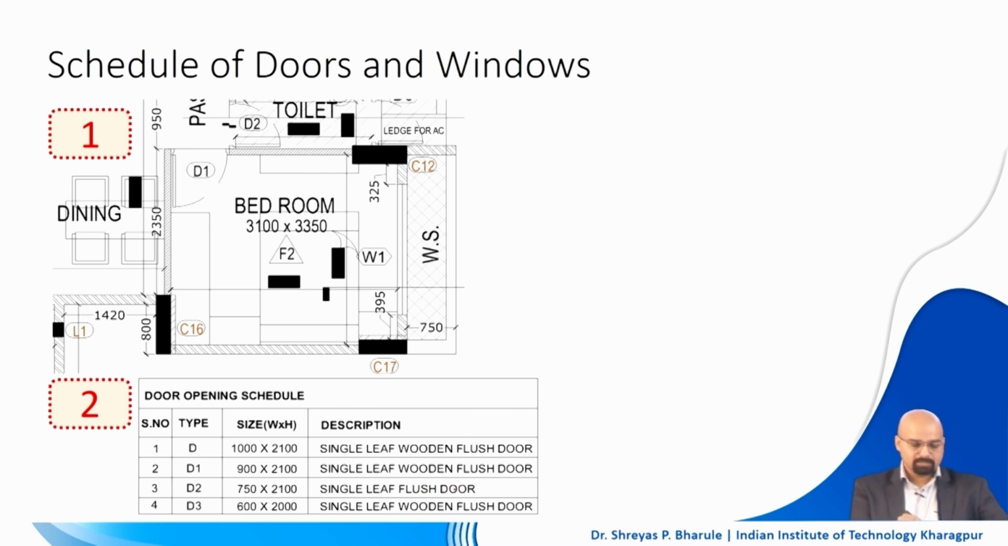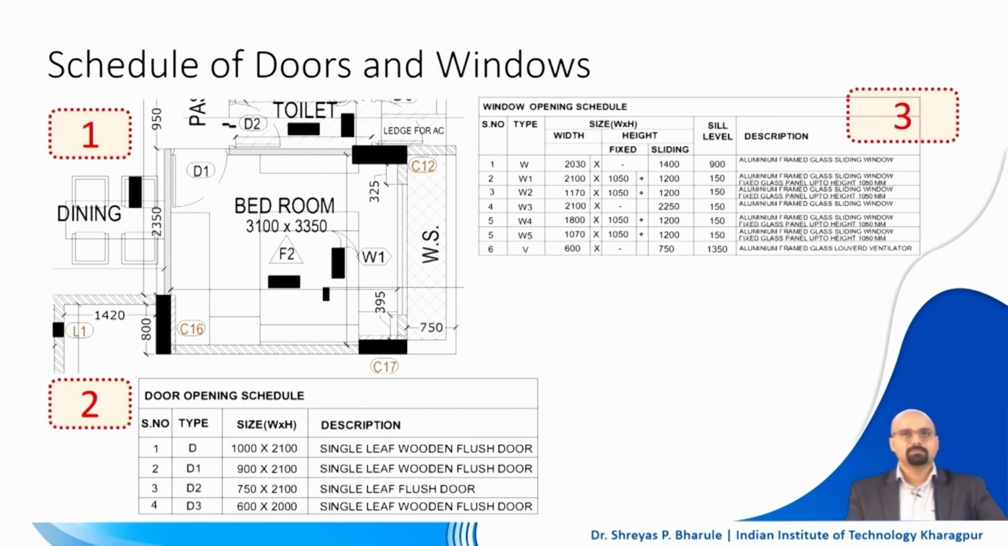Now, in this layout, in this blown up area, we see D1 and D2, right, two types of door we see. So, that is one thing to be mentioned. Now, coming to the window, in this whole layout we see only one type of window, which is W1, right. W1 is mentioned here, D1 and D2 is mentioned here, right.